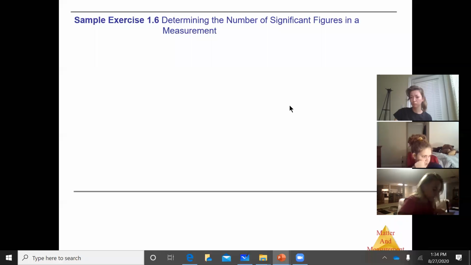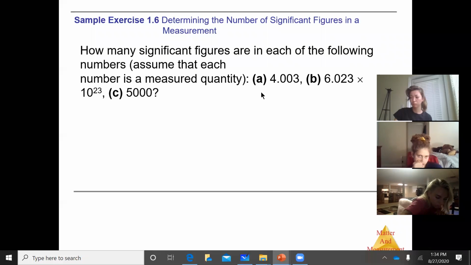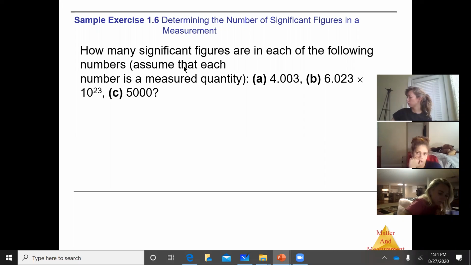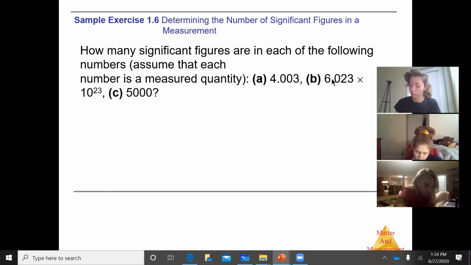Okay, so here's an exercise determining the number of significant figures in a measurement. How many significant figures are in each of the following numbers? Assume that each number is a measured quantity. So A, B, and C. Try and decide how many significant figures you think each of those would have.